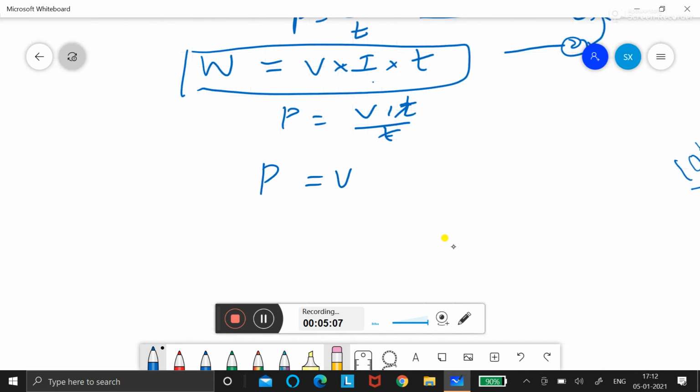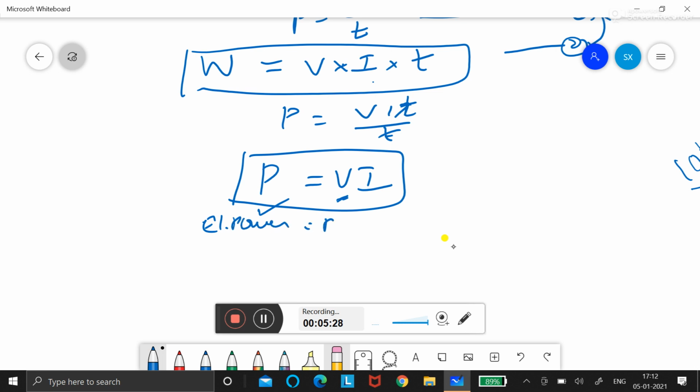So remember this to do the problems. P is equal to VI. So electric power is equal to potential difference into current. What is P? Electric power. Electric power is equal to potential difference into current. Okay, you can write it down and keep it.